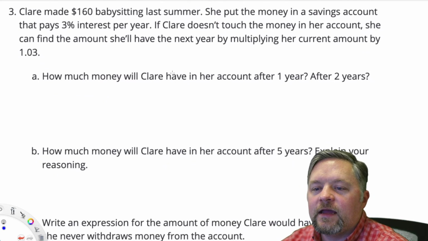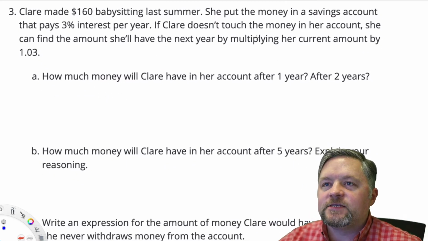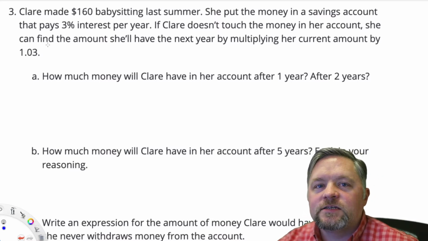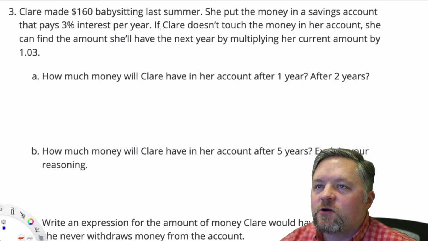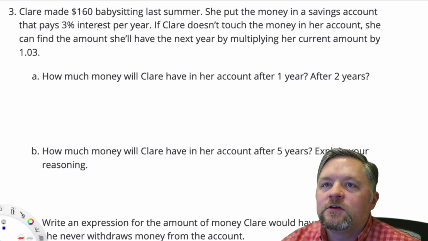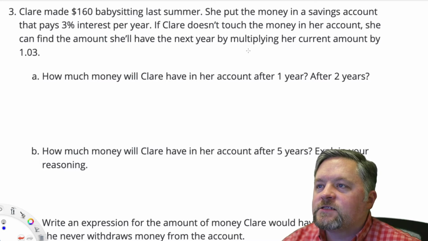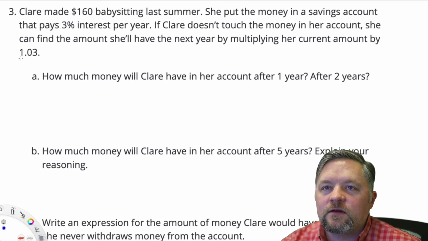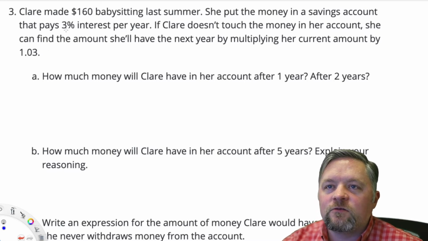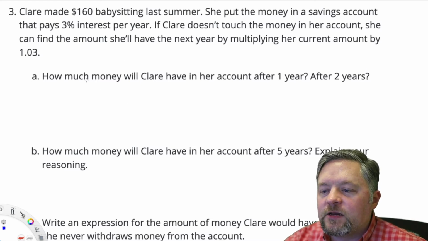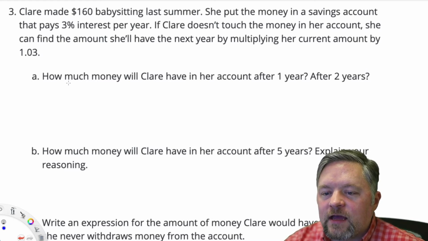Claire made $160 babysitting last summer. She put the money in a savings account that pays 3% interest per year. If Claire doesn't touch the money in her account, she can find the amount she'll have the next year by multiplying the current amount by 1.03. 1 for the original amount and an extra 0.03 for the extra 3% interest she gets. How much money will Claire have in her account?